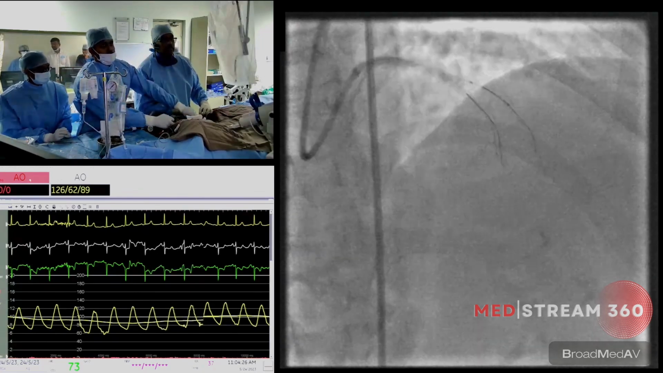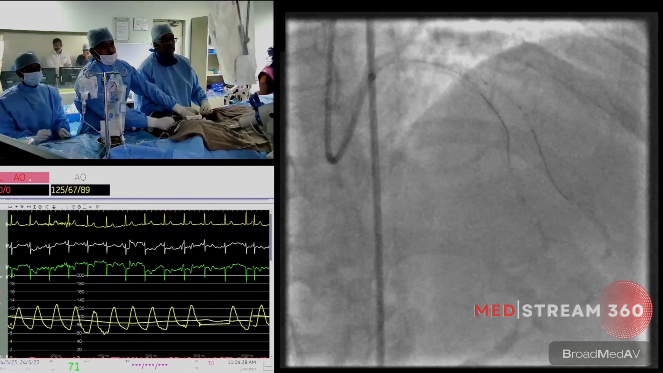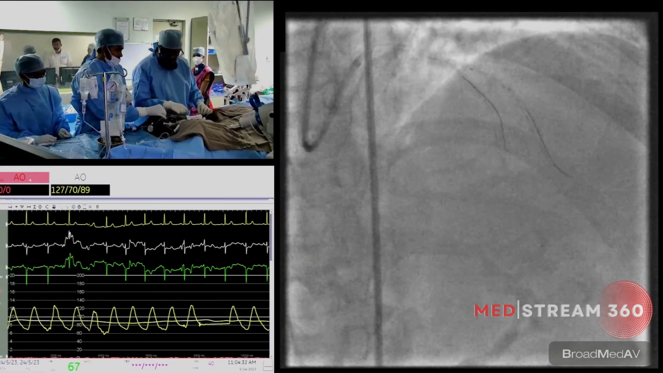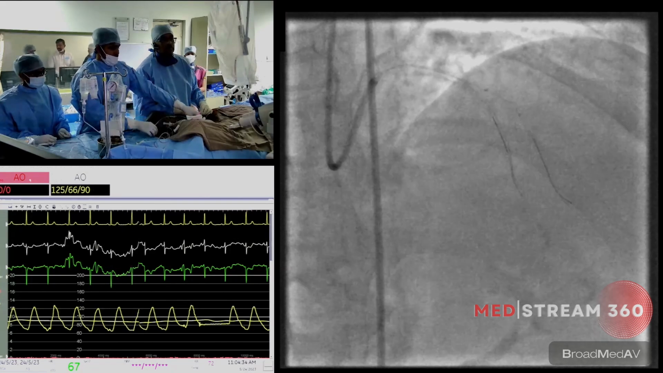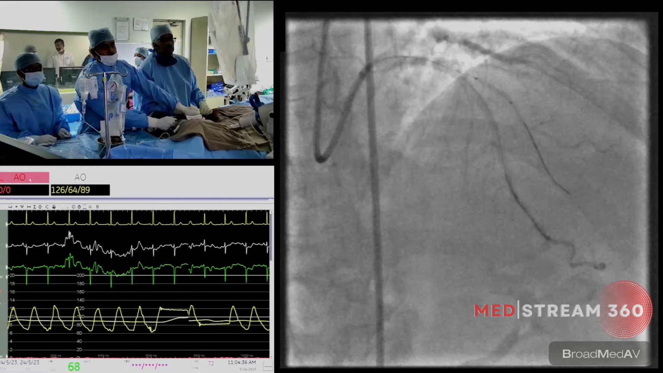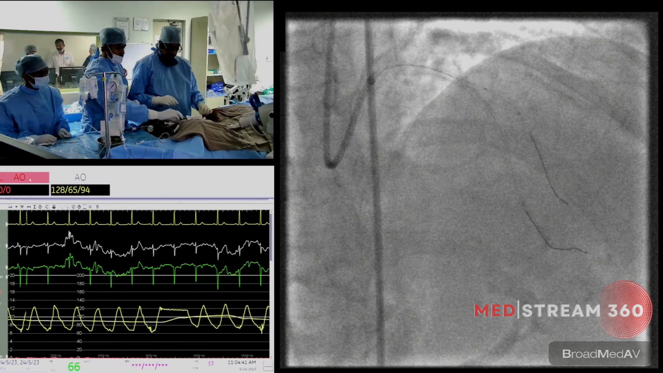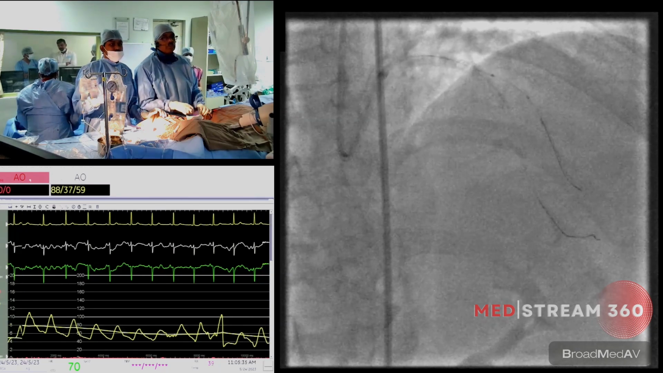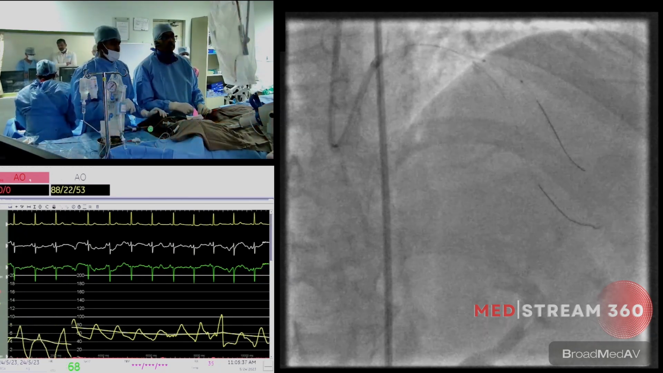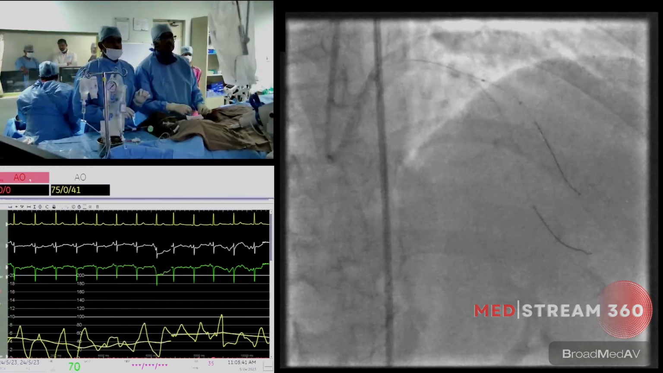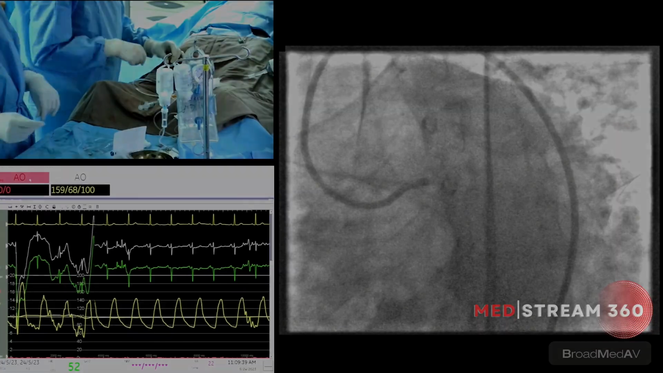small check on the LAD wires. So we'll try to get the LAD wire down. Okay. And let's get the 3.0 LAD balloon on this one. So what I'm going to do is now get the other 3.0 balloon into the LAD and then do a small kissing across the diagonal.